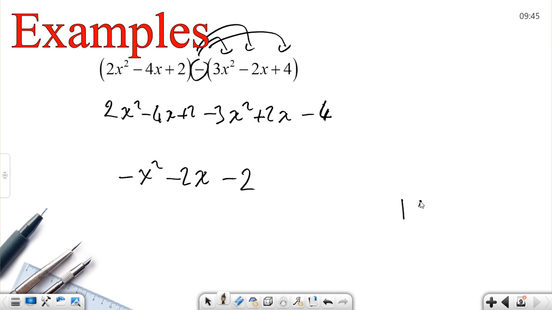Why don't we write it? 1x is equal to 1 times x, which is x, or 1x squared y, 1 times x squared y, which is x squared y. We don't write this coefficient 1.